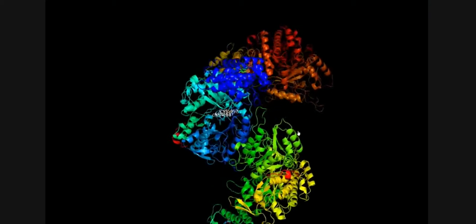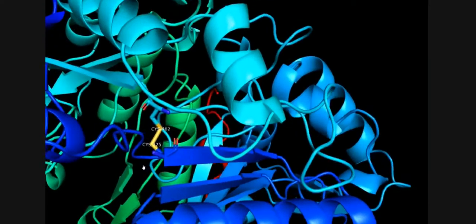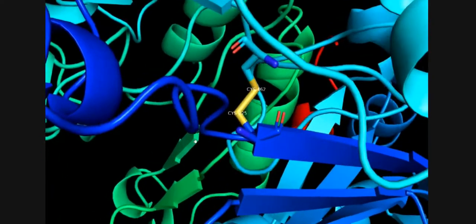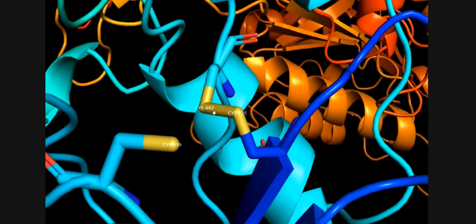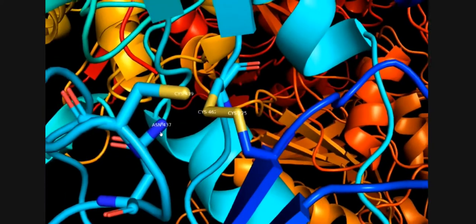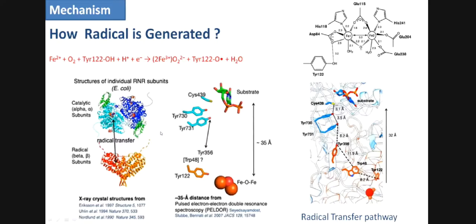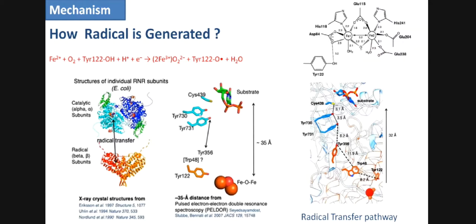Here is shown the disulfide bond in the active site, which pushes the product away from the active site. Actually, we can find one crystal structure where this disulfide bond formation is shown in the active site. Here we can see the disulfide bond between cysteine 462 and cysteine 225, and other residues are present in the active site. And now the question is how the radical in cysteine 439 is generated.